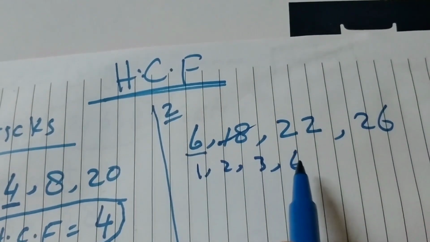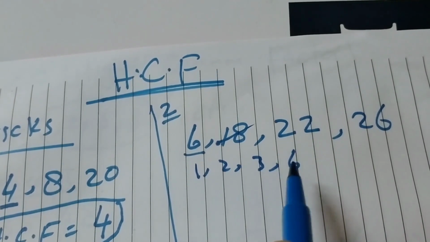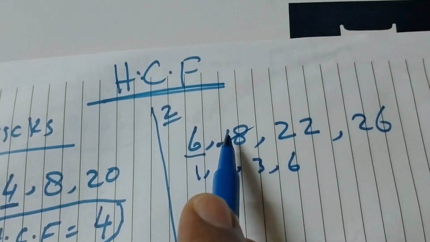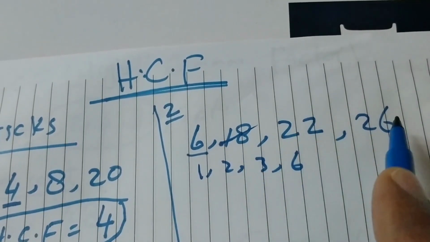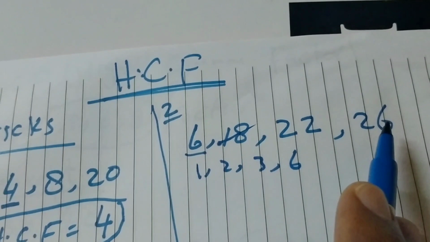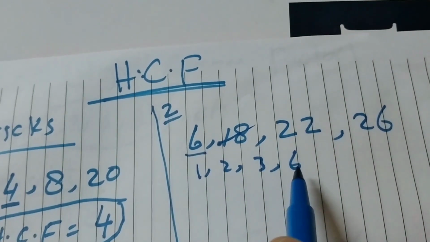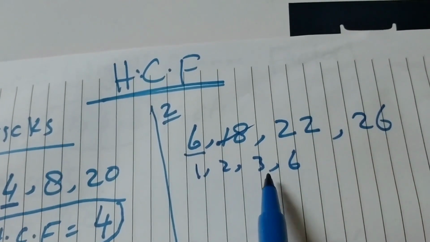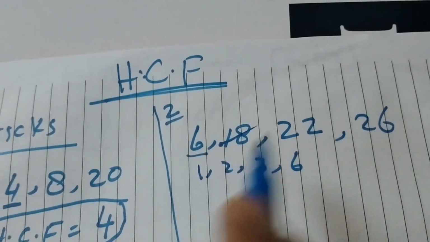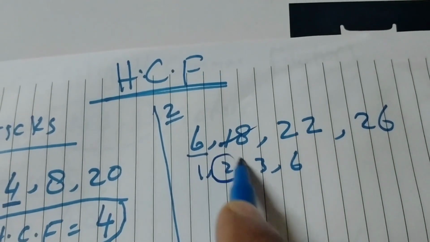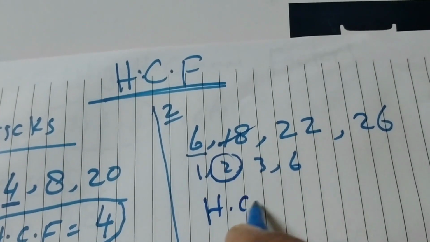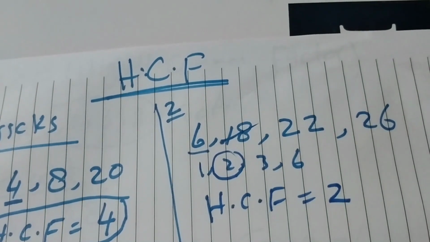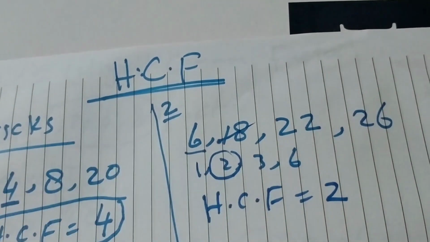So we will start from the highest factor, the biggest factor. So that is 6. The remaining numbers, 26 and 22, are not divisible by 6. Check 3, are both divisible by 3? No. So check 2. Both numbers are divisible by 2. So 2 is our HCF. Understand, my dear? We will see the common factor again.